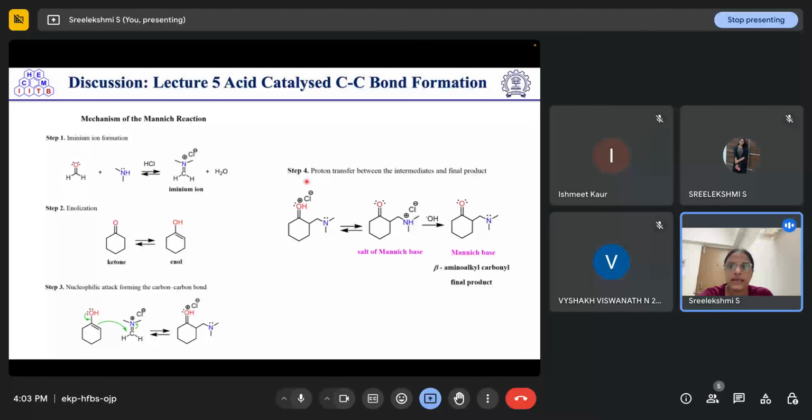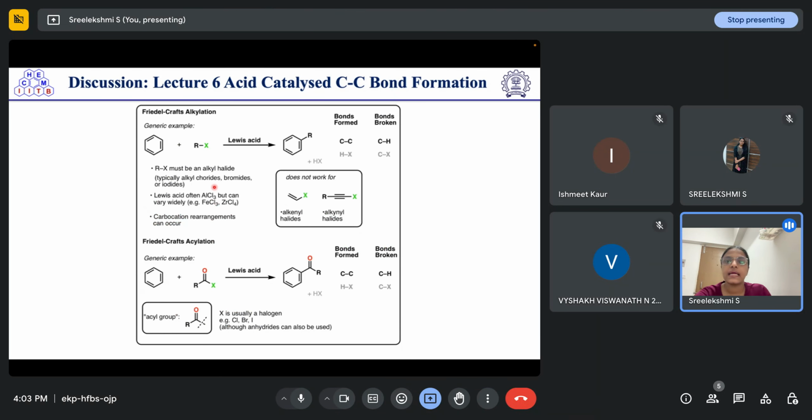Now moving to the next reaction, in the next lecture we have seen Friedel-Crafts alkylation and acylation. Both are electrophilic aromatic substitution reactions. This aromatic compound in presence of a Lewis acid will react with alkyl halides to give this substituted product, which is known as Friedel-Crafts alkylation. And in Friedel-Crafts acylation, it will react with acyl chloride or acyl bromide, acyl halides generally, in presence of this Lewis acid to get this acyl substituted aromatic compound, and this is known as Friedel-Crafts acylation.